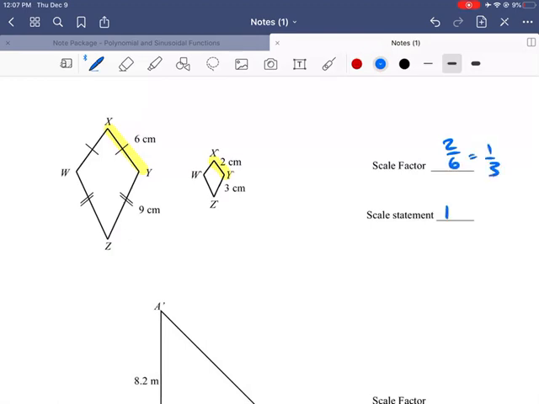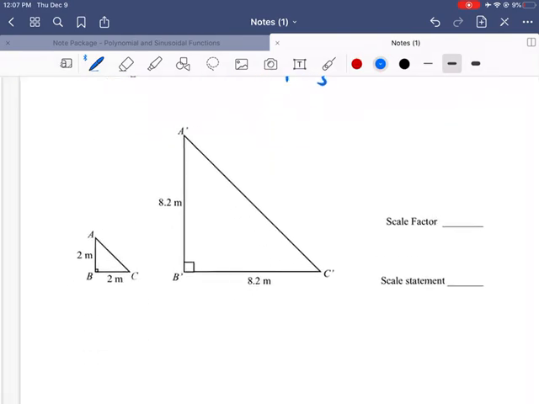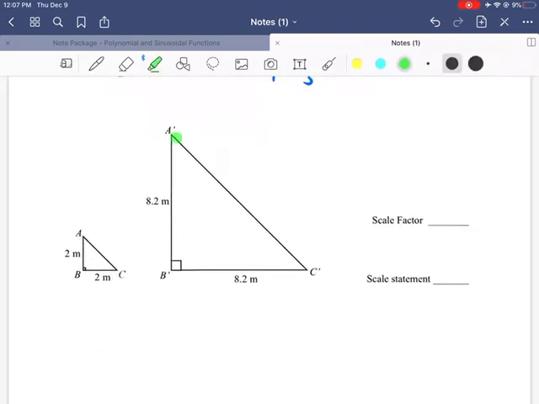So pick a side. 2/6, which is 1/3, which reduces to 1/3. You could also do 3/9, which also reduces to 1/3. Okay, an image length is 8.2, and the original is 2. So 8.2/2 gives me 4.1/1, which our scale statement is 4.1 to 1.